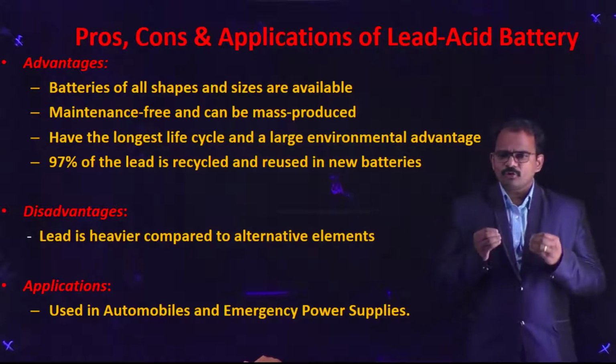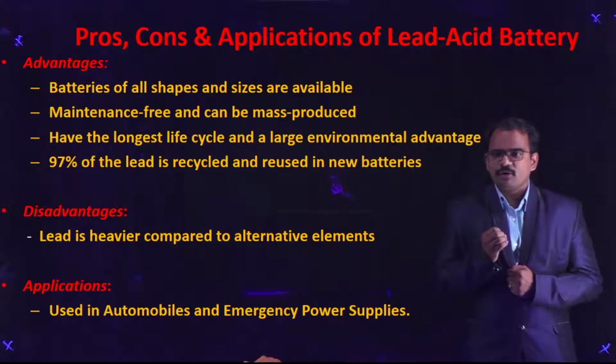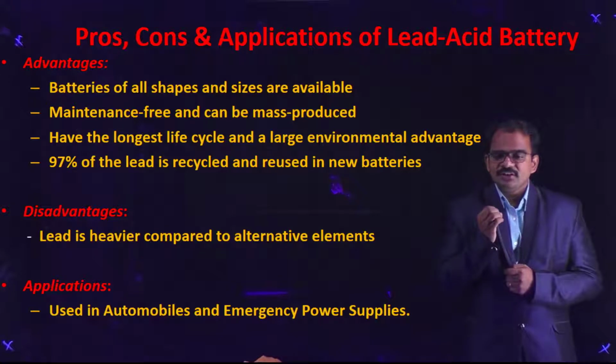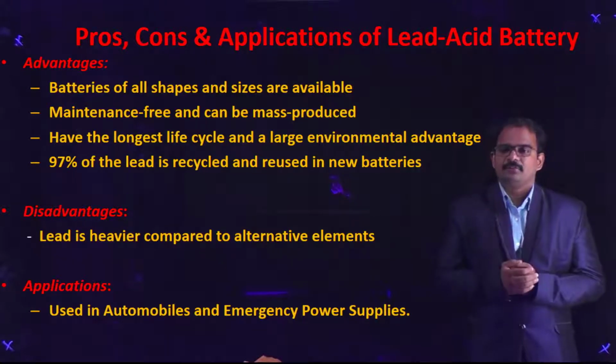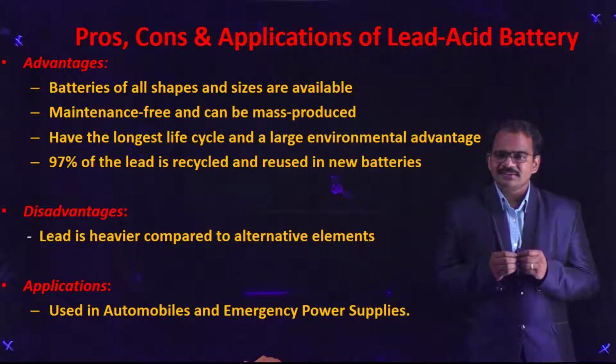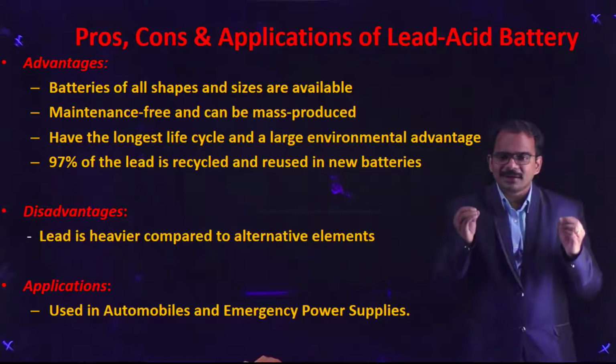Now to the pros, cons and applications of lead acid batteries. Coming to the advantages, these batteries are available in all shapes and sizes, they are maintenance free, and they can be mass produced. 97% of the lead used in a lead acid battery can be recycled and reused in new batteries, because lead is a very toxic chemical. So it has a very long life cycle, and therefore it has a large environmental advantage.